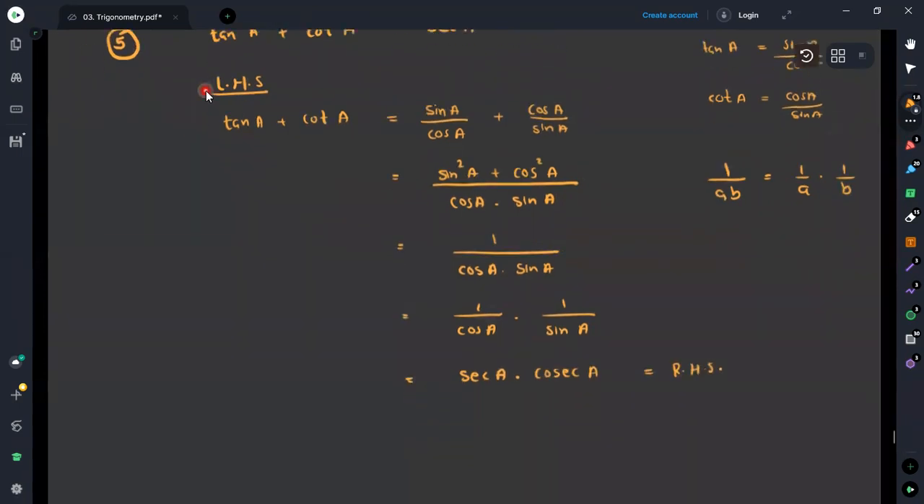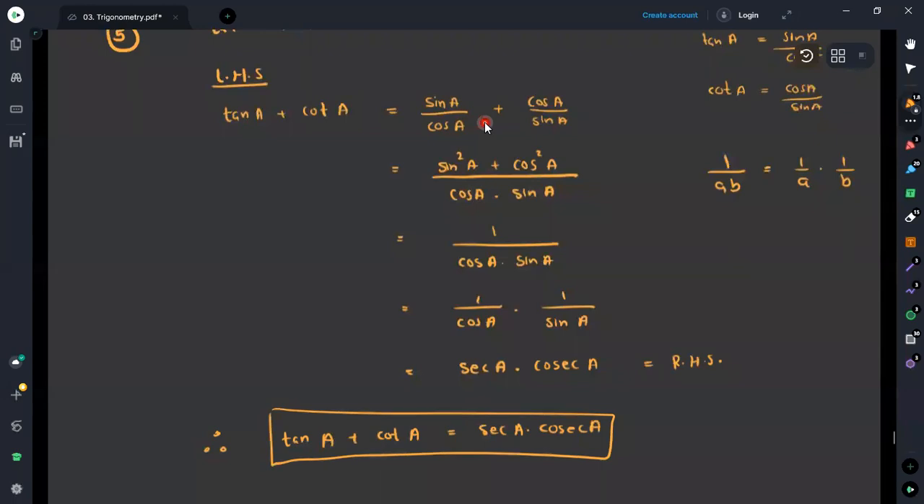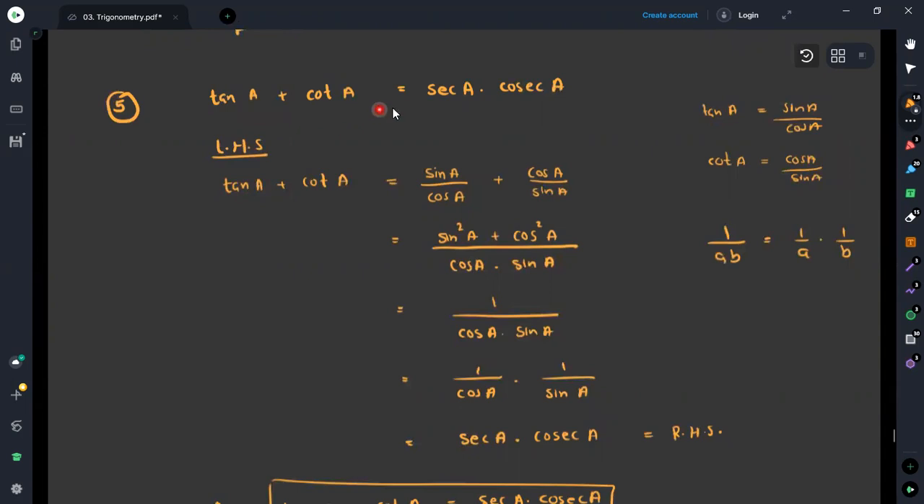Therefore, we can say that tan A plus cot A is equal to sec A times cosec A. This is how we have the proof that tan A plus cot A equals sec A times cosec A.